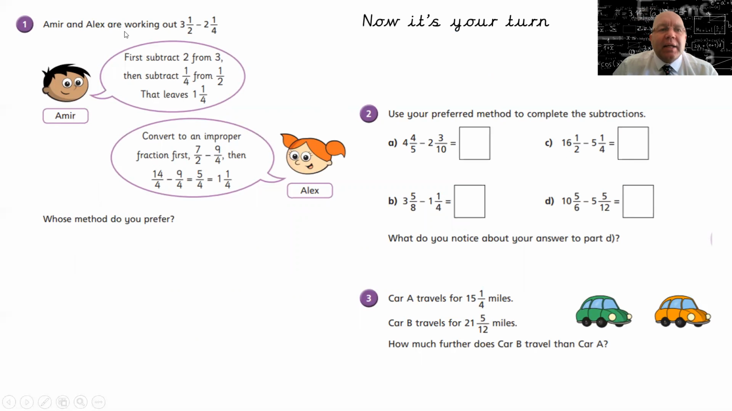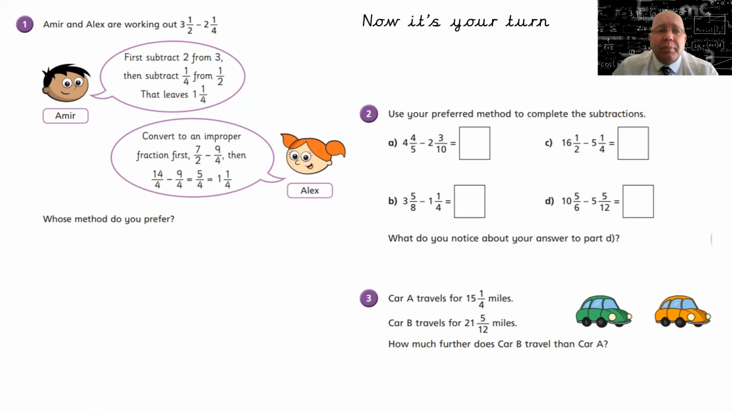Okay, so Amir and Alex are working out 3.5, take away 2 1/4. Amir says, first subtract 2 from 3, then subtract 1/4 from 1/2. That leaves 1 1/4. Alex says convert to an improper fraction first. So 7 over 2, take away 9 over 4. Then 7 over 2 becomes 14 over 4, take away 9 over 4, which is 5 over 4, which equals 1 1/4. Whose method do you prefer?